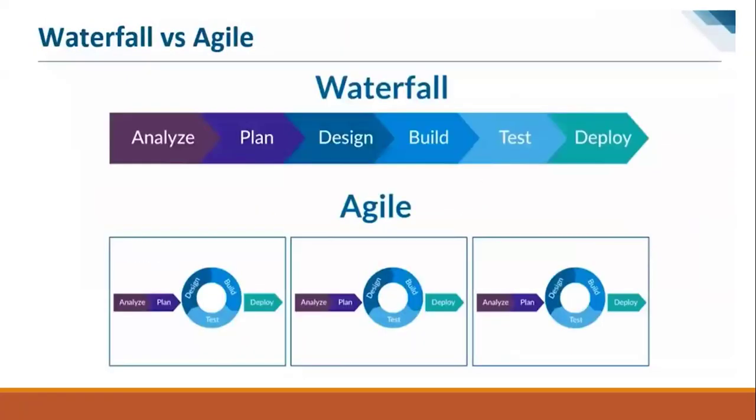Now, waterfall model versus agile methodology. In the waterfall model, everything happens sequentially: analysis, then we go to the plan. Once the plan is successful, we go to design, then build, then test, then deploy. Once the agile methodology comes into the picture, a sprint comes in, with reiteration. What is that? Iteration. So it will be 3 or 4 iterations.